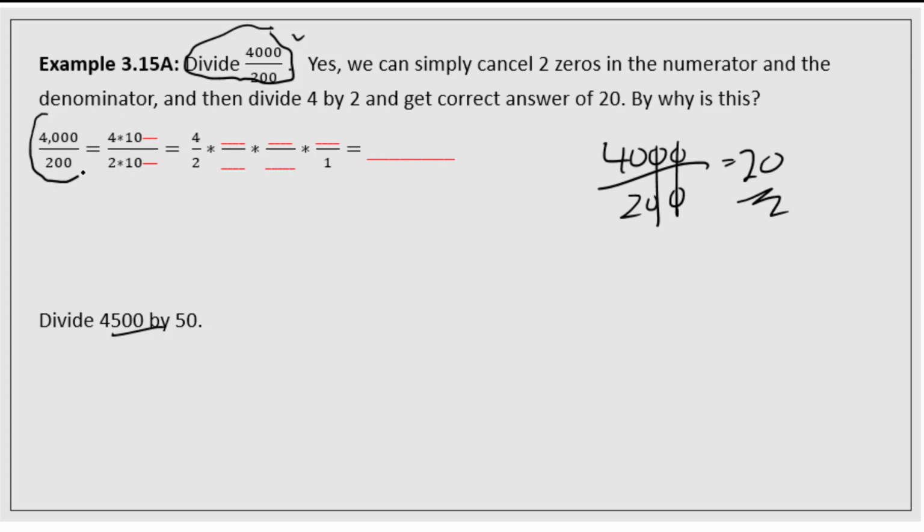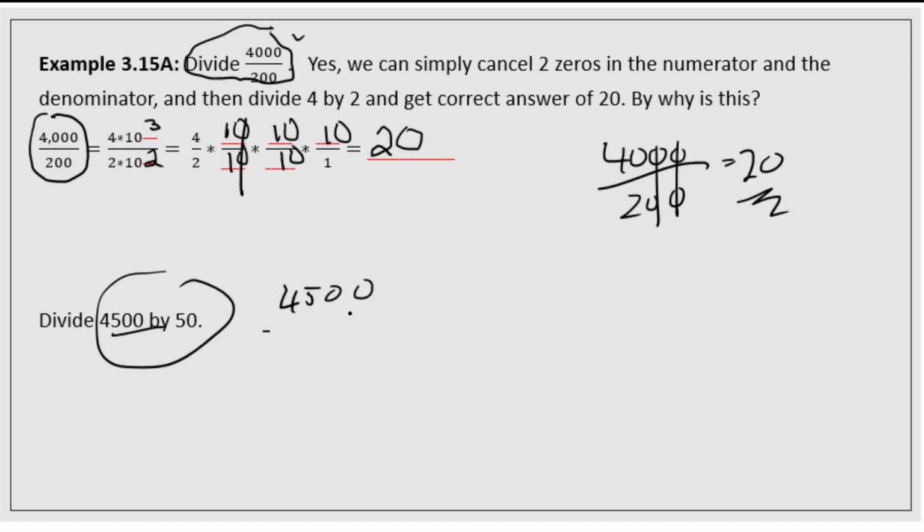So you have 4,000 divided by 200, which is the same as 4 times 10 to the third. And 200 is the same as 2 times 10 squared. Broken down even further, this is 4 times 10 times 10 times 10, and this one here is 2 times 10 times 10. Now, 4 divided by 2 is 2. 10 divided by 10 is 1, and 10 divided by 10 is 1, so 2 times 1 times 1 is 2. And finally, 2 times 10 is 20. And for this problem here, 45 divided by 5 is 9. One of these zeros cancels, and you're left with 90.